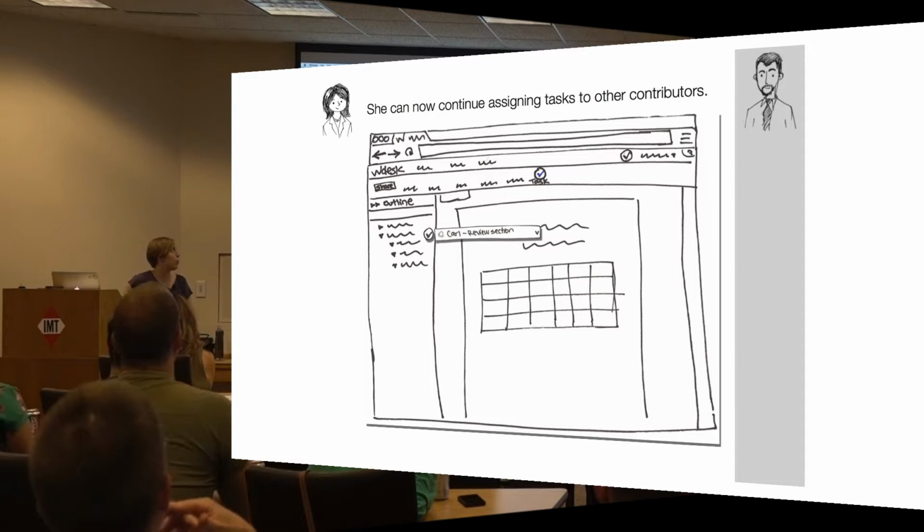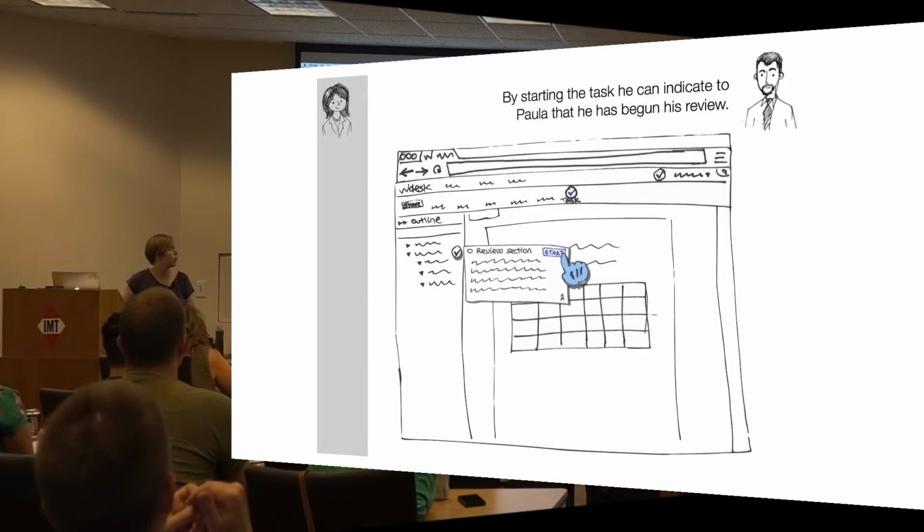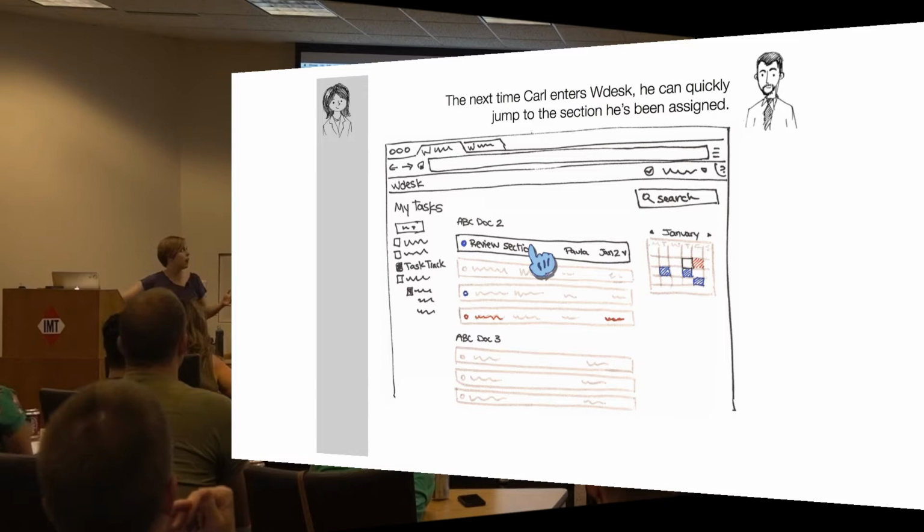Meanwhile, Carl gets an email that tells him that he has a new task and allows him to jump into the document, into the place where Paula said that she wanted him to review. He can indicate that he's started his review, and she gets that notification in her dashboard and sees, okay, this is what work is in progress. The next time Carl goes into Wdesk, he can start off where he left off by, instead of having to browse for the file, just being able to quickly navigate through his open tasks.